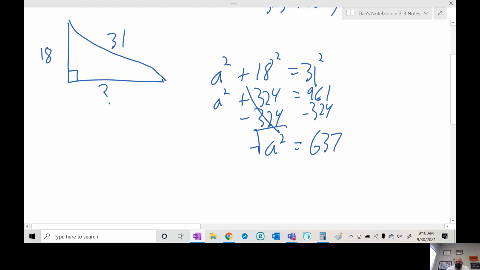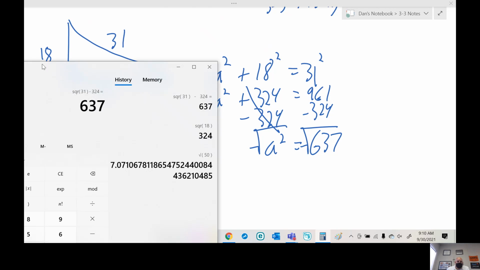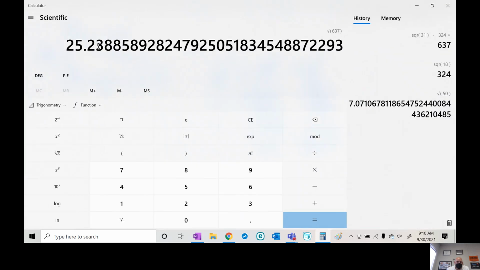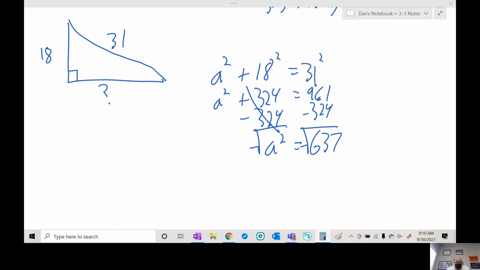And then we're going to take the square root of each side, and we'll round it. So we'll take the square root of that to the nearest tenth. That's 25.2, because the 3, right, makes the 2 stay the same. Anytime we round, we should make a little squiggly equal sign. So A is about 25.2.